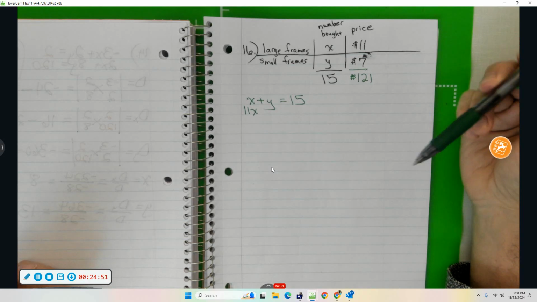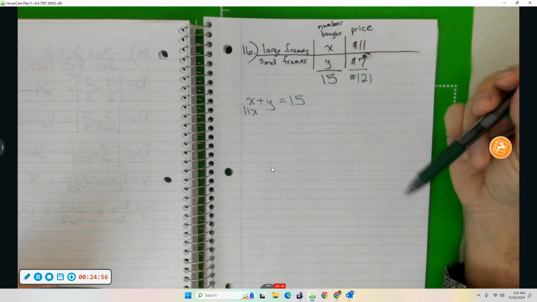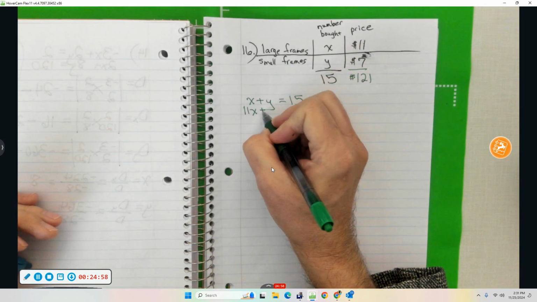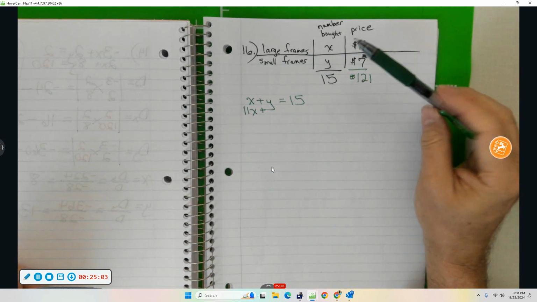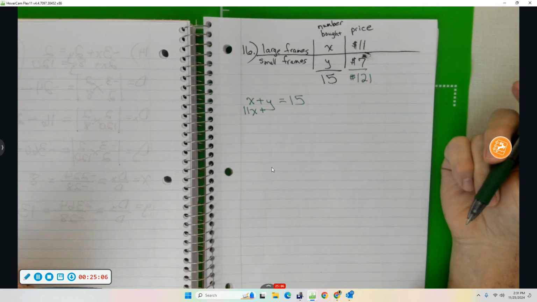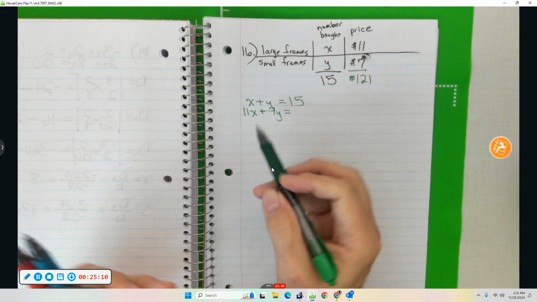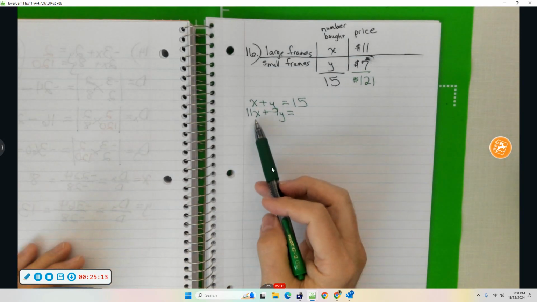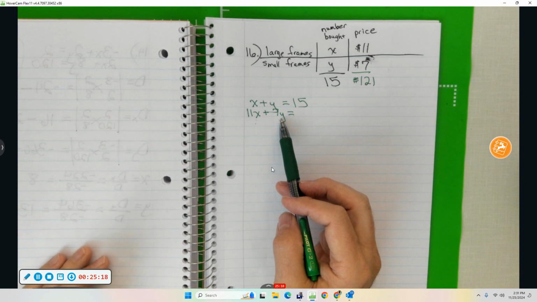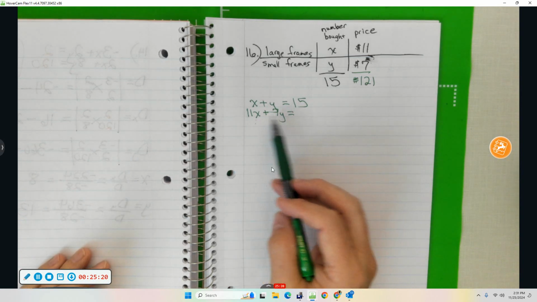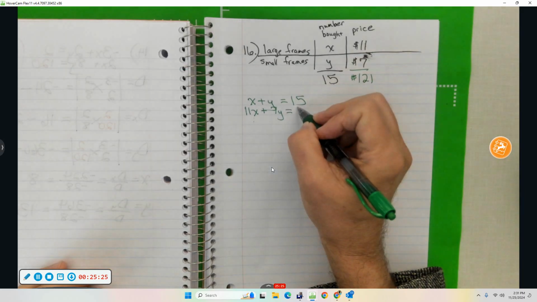frames. Let's add to that the amount of money she spent on the y small frames. How much money did she spend buying those small frames? Each one was $7. She bought Y of them, so 7Y. 11X is the money she spent on the large frames. 7Y is the money she spent on the small frames. Add them together, that better give you the amount of money she spent total, $121.